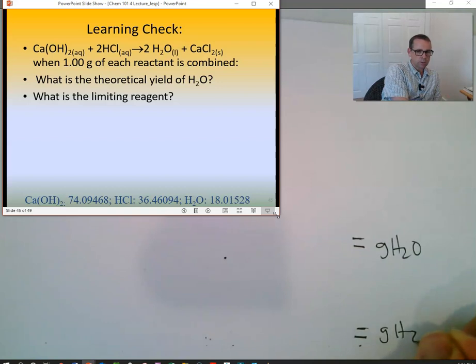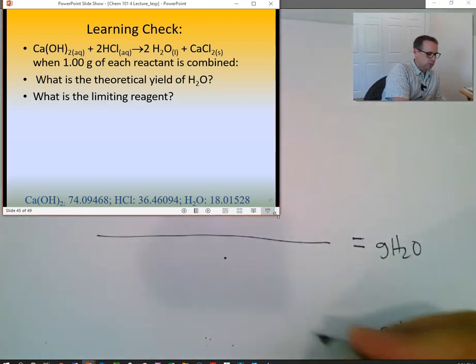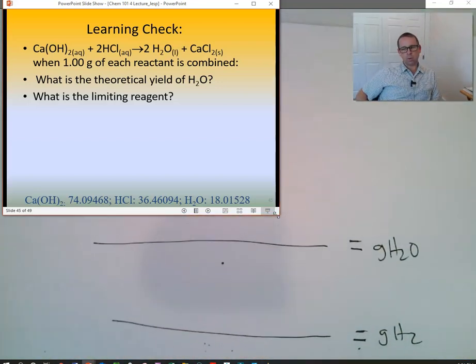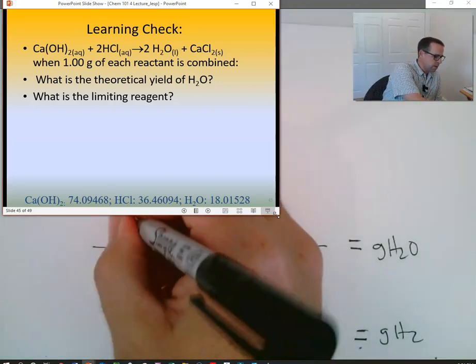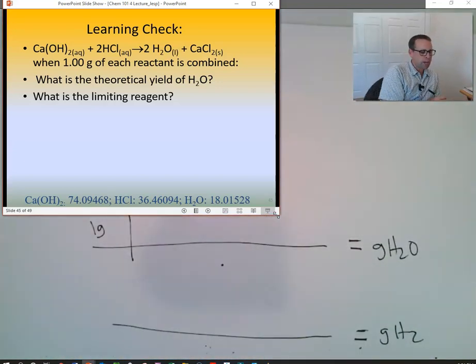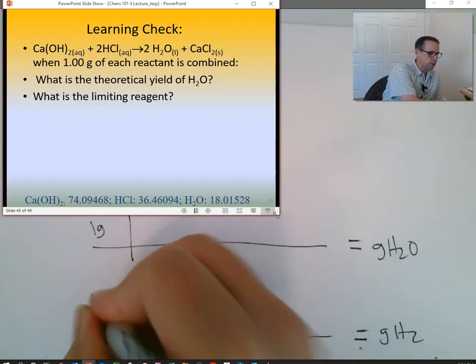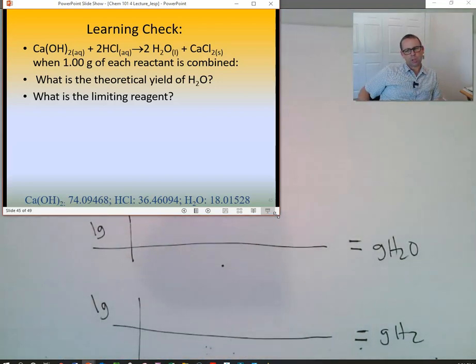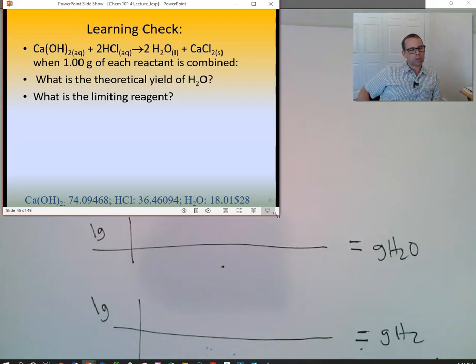And so I'm going to write it down twice. I'm going to write down and identify the mass of water twice. The first time with 1 gram of one of the reactants, and the second time with 1 gram of the other reactant. So which one do you want to start off with on top? Maybe we should name this compound. What's this compound?